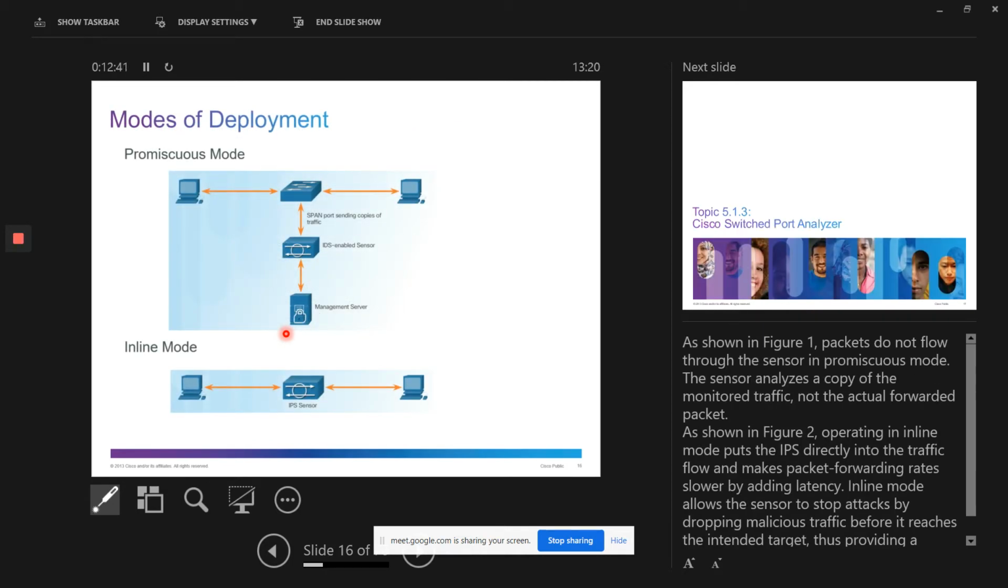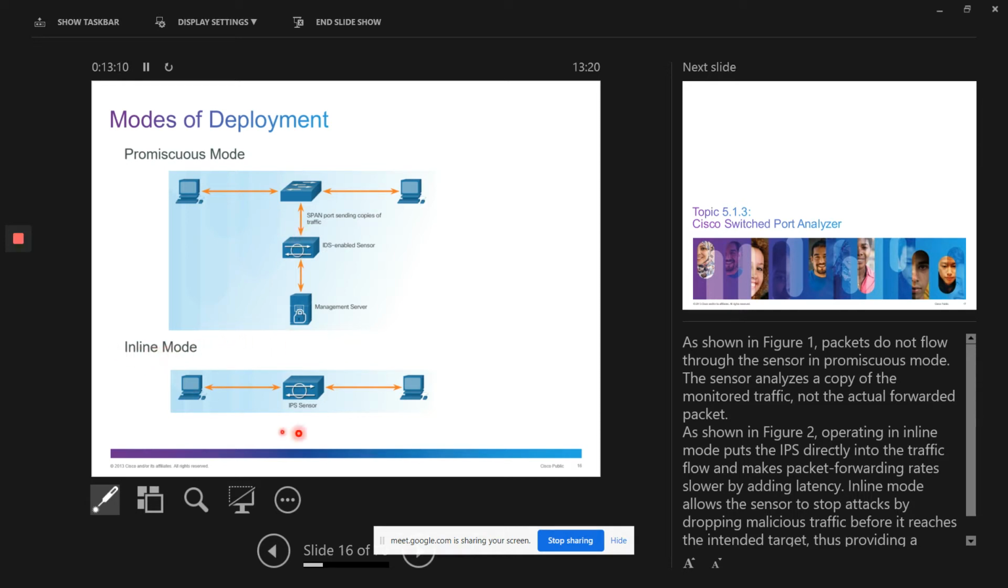Now, when it comes to the mode of deployment, we have two modes. As you can see in the figure, in promiscuous mode packets do not flow through the sensor. The sensor analyzes a copy of the monitored traffic and not the actual forwarded traffic. So this is your actual traffic, and this is where your IDS system is. It gets a copy of the message and analyzes that copy.